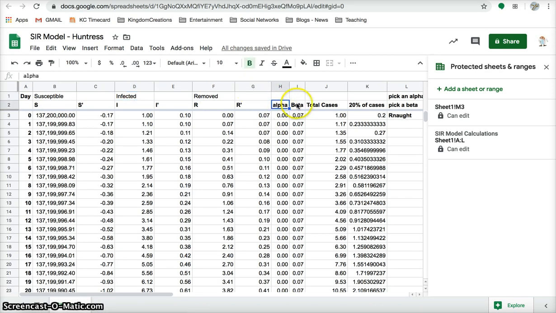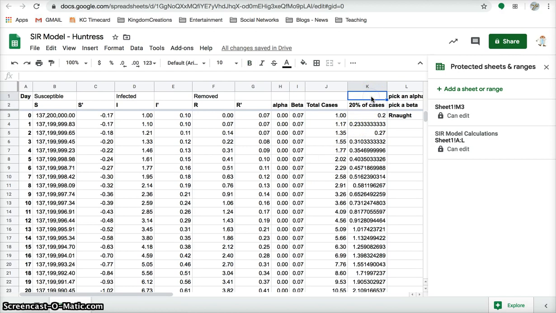Here are our columns for alpha and beta. Here's the total number of cases. So this is usually what's reported in the media, sort of, is they report the total cases. They don't really report the number of currently infected. Very often they'll do the number of infected plus the number of people that have already been removed, and that is the total cases that we have so far. And you'll notice over here, we have another column that says 20% of the total cases. So all this does is do 20% of the number next to it.